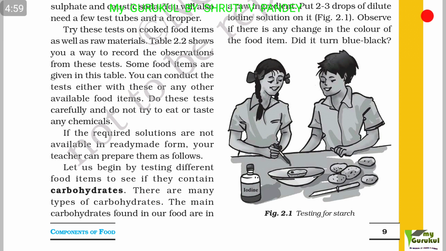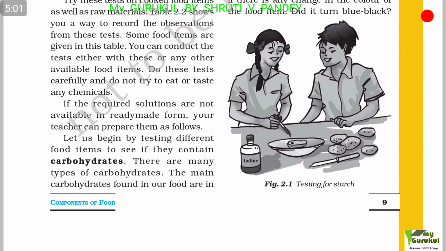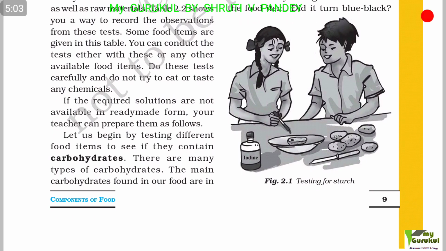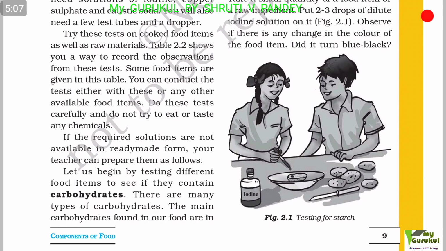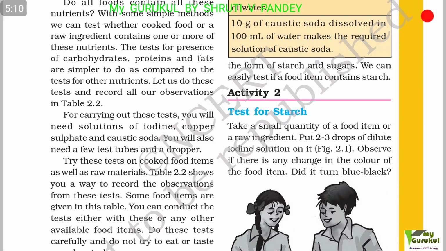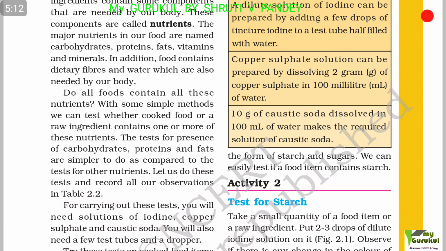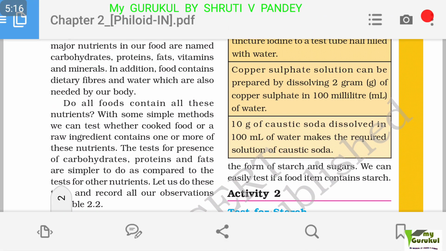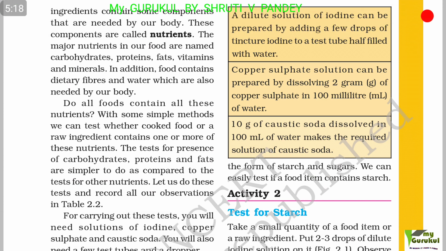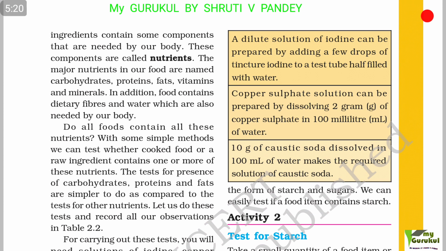Let us begin by testing different food items to see if they contain carbohydrates. There are many types of carbohydrates. The main carbohydrates found in our food are in the form of starch and sugar. We can easily test if a food item contains starch.